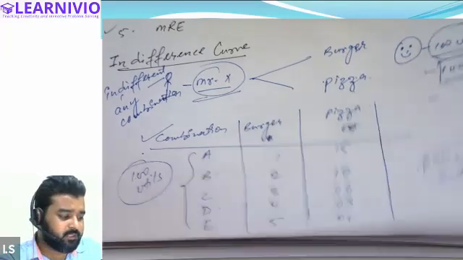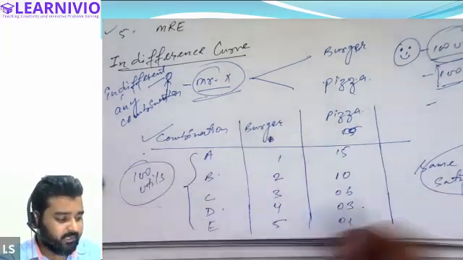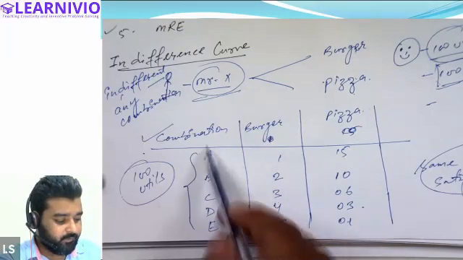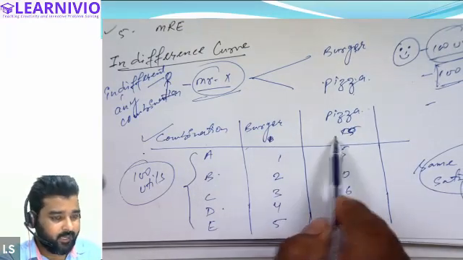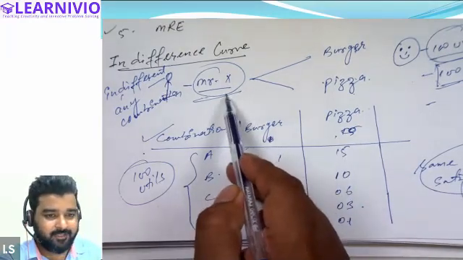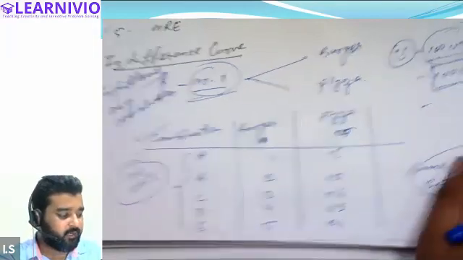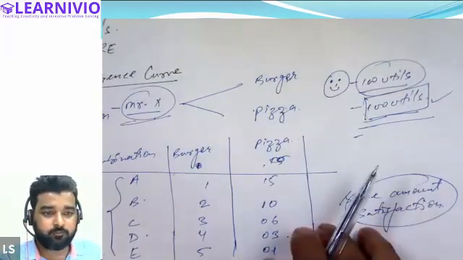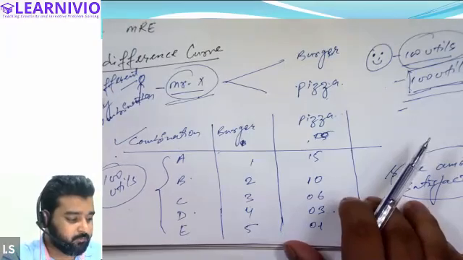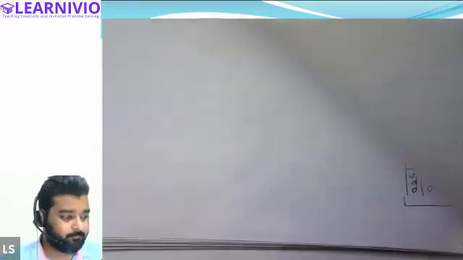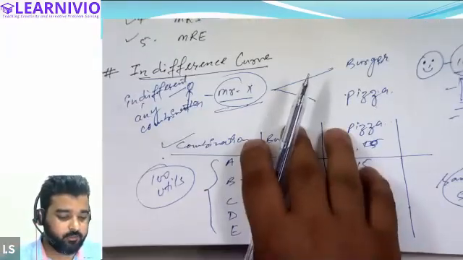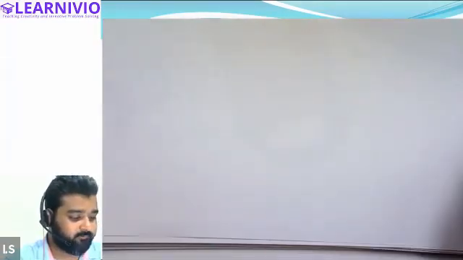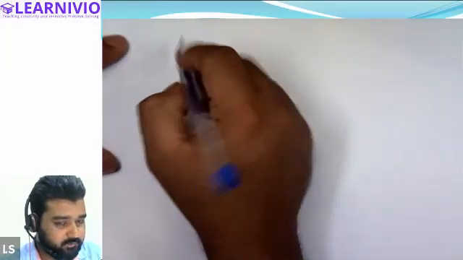You getting my point? Basically, what is this table indicating? This table indicates different combinations of two goods that Mr. X can consume that will provide him the same amount of satisfaction. All right. Now, based on this table, we can draw a diagram. We can present it on a diagram, something like this.